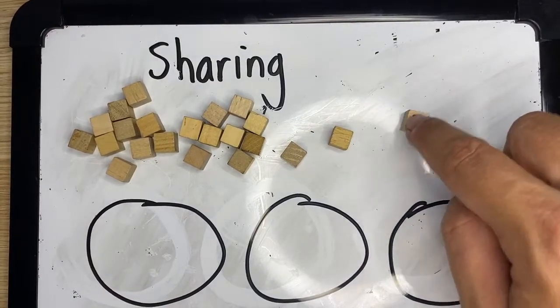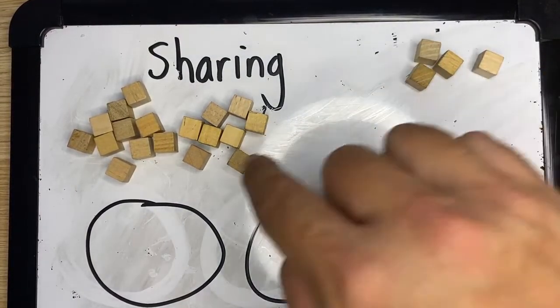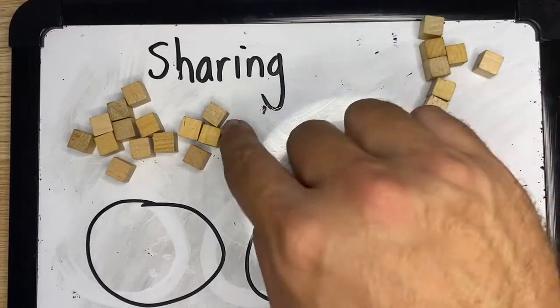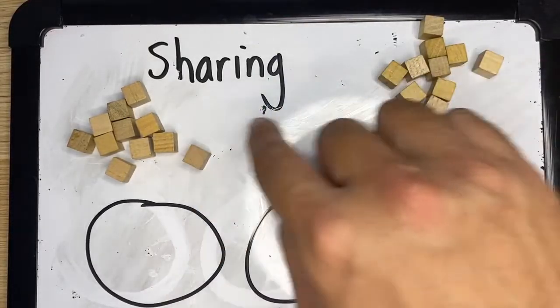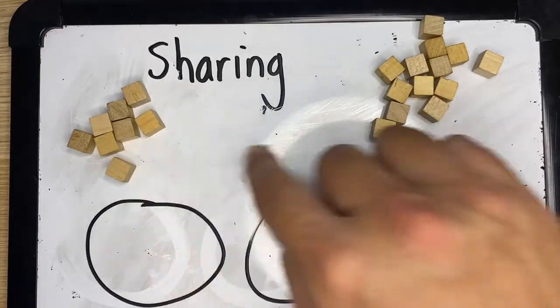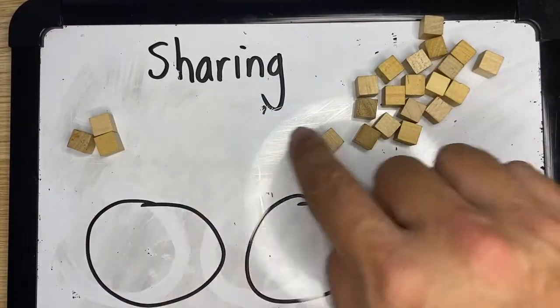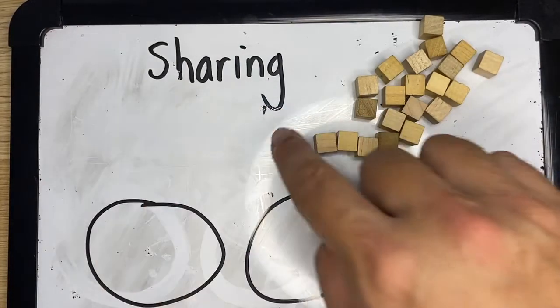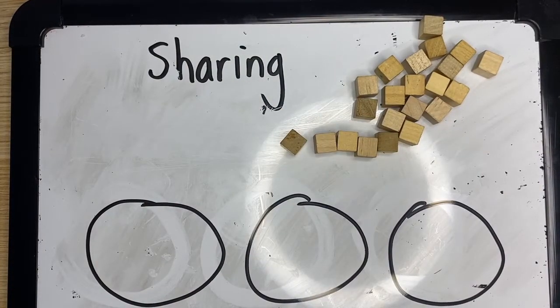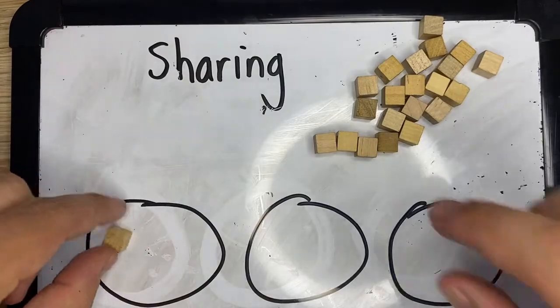Let's count them out loud. 1, 2, 3, 4, 5, 6, 7, 8, 9, 10, 11, 12, 13, 14, 15, 16, 17, 18, 19, 20, 21, 22. We have 22 in total. Now let's share them out.